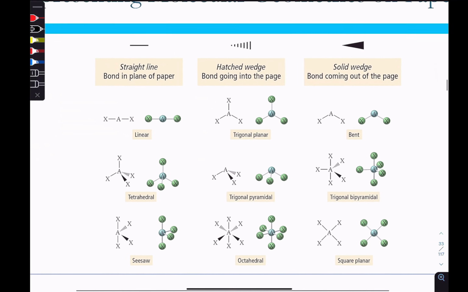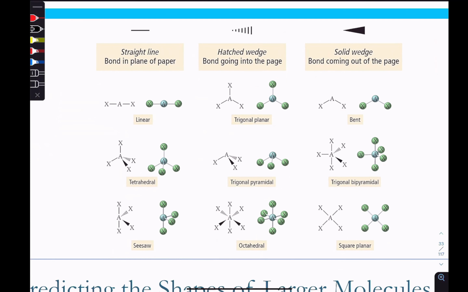We didn't look at these in lecture, but if you're drawing something into the board or into the page, it's got dashed lines. If it's a solid wedge, then it's coming out of the page. It's perspective. So dash is like behind.